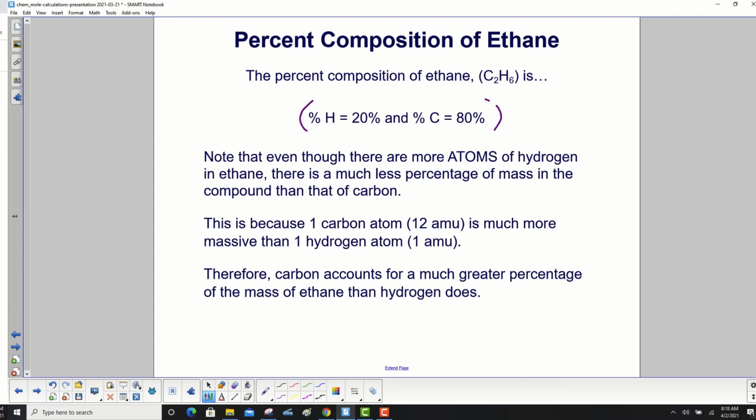Even though there are more atoms of hydrogen in ethane, there is much less percentage of mass in the compound than that of carbon. That's because one carbon atom, 12 AMU, is much more massive than one hydrogen atom, which is only 1 AMU. Therefore, carbon accounts for a much greater percentage of the mass of ethane than hydrogen does.